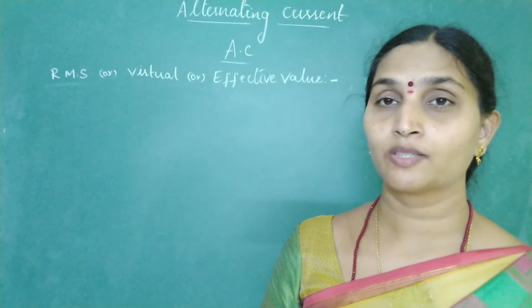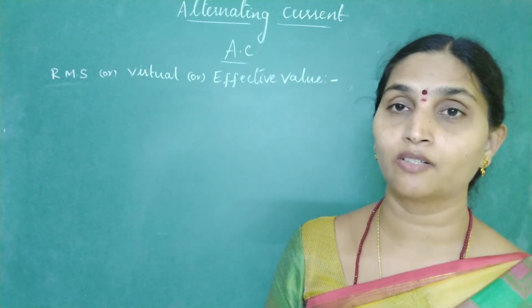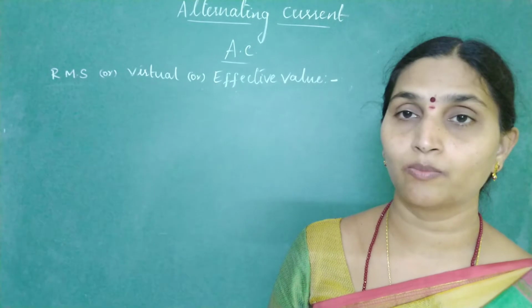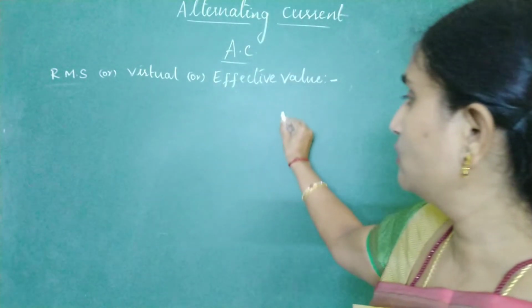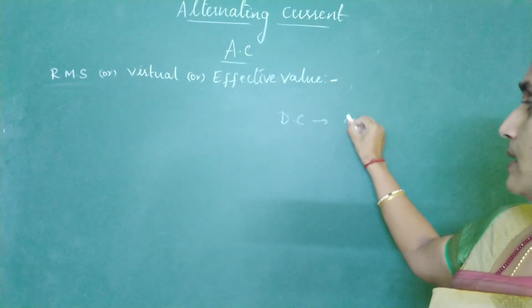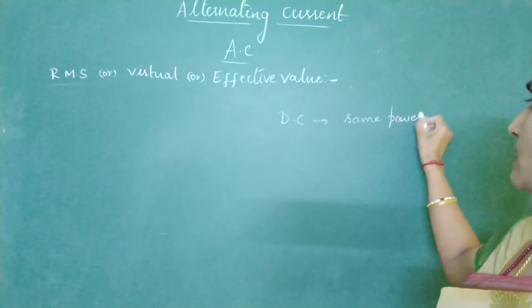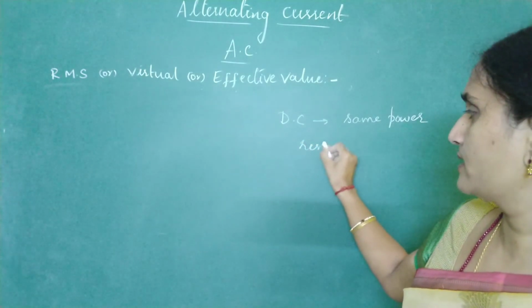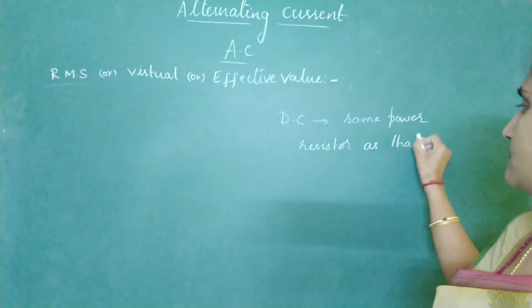Now coming to the root mean square value, it is also called the virtual or effective value of alternating current. Look at the definition of this RMS or root mean square value. It is defined as that value of direct current which is going to deliver the same power, or which is going to dissipate the same power through a resistor as that of AC.